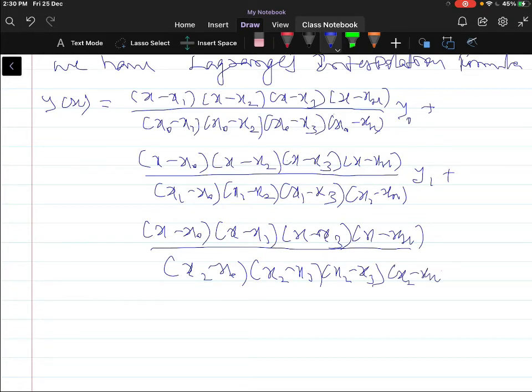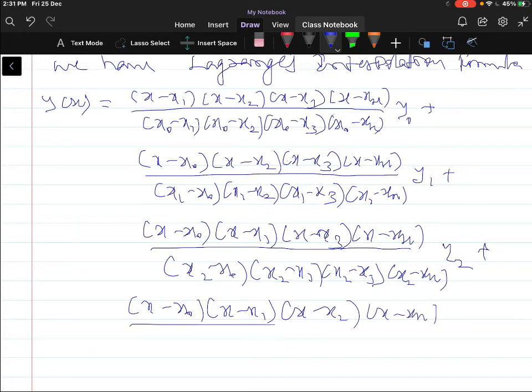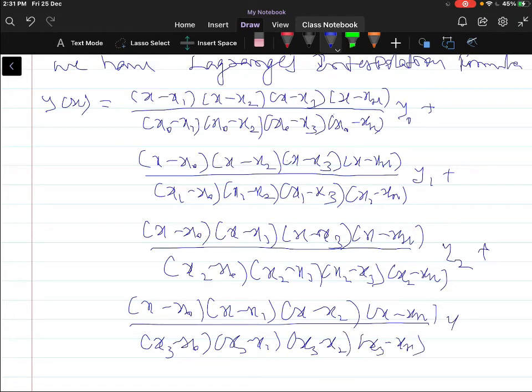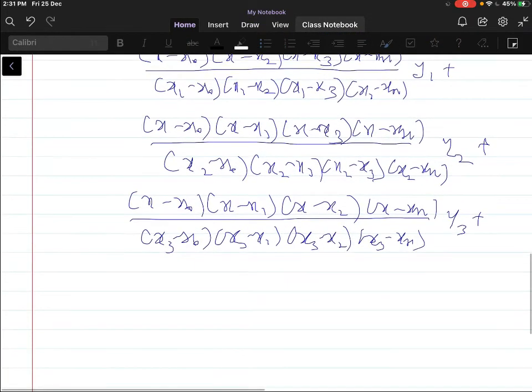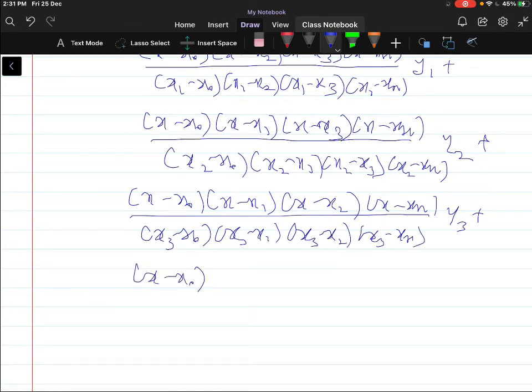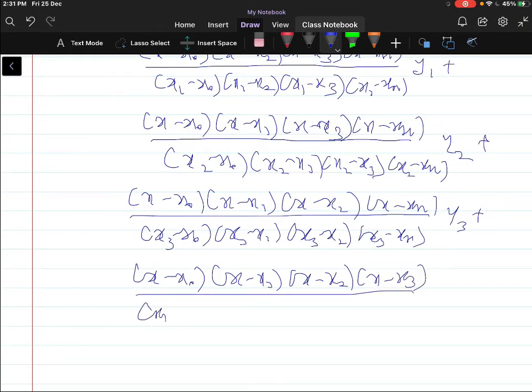(x2 minus x0)(x2 minus x1)(x2 minus x3) and (x2 minus x4) into y2 plus (x minus x0) into (x minus x1)(x minus x2)(x minus x4), we should write here, divided by, you have to subtract from the x3: (x3 minus x0)(x3 minus x1)(x3 minus x2)(x3 minus x4) into y3 plus, we should write the last term here, so (x minus x0)(x minus x1)(x minus x2)(x minus x3).